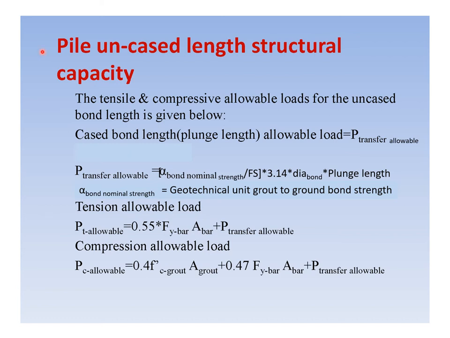So, pile uncased length structural capacity. The tensile and compressive allowable loads for the uncased bond length are given below. That means the cased bond length or plunge length allowable load is equal to P sub transfer allowable, and P sub transfer allowable is equal to this formula. And you know, alpha sub bond nominal strength is equal to the geotechnical unit grout to ground bond strength.